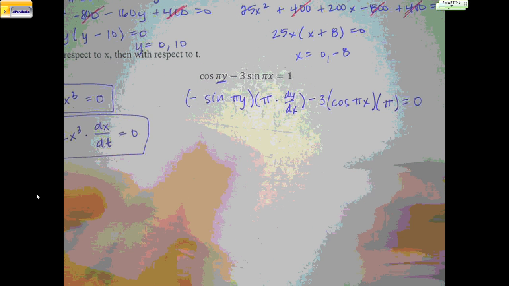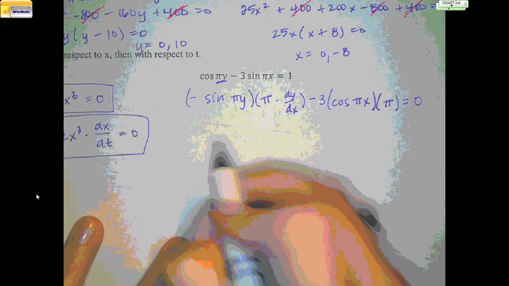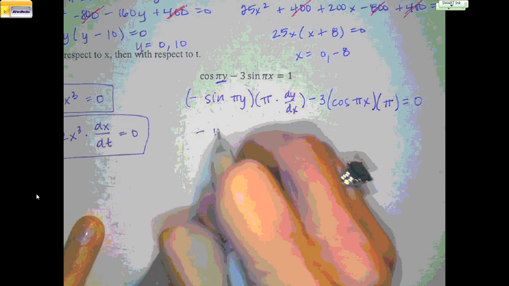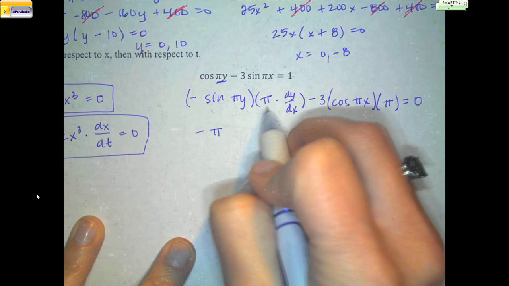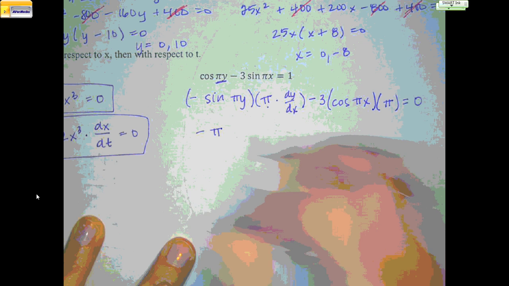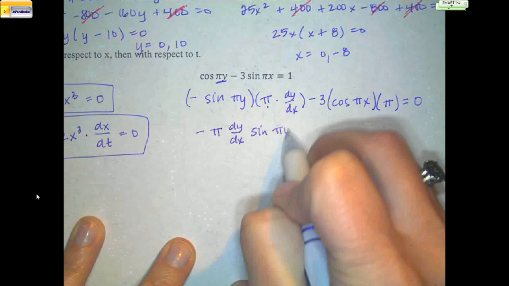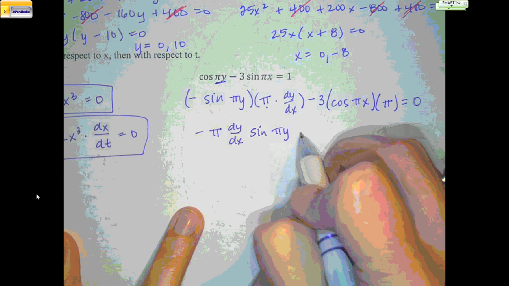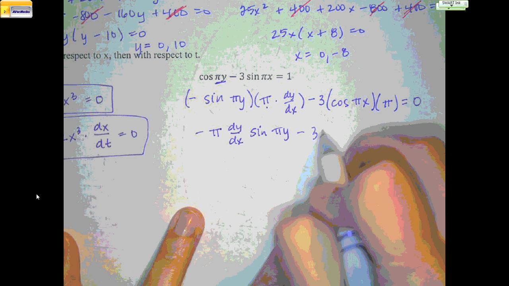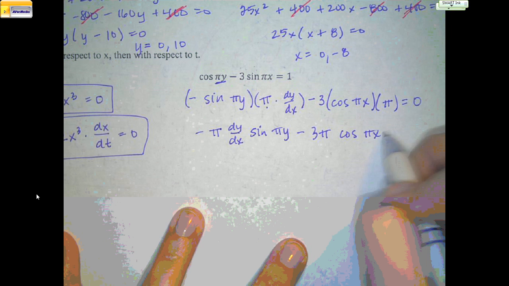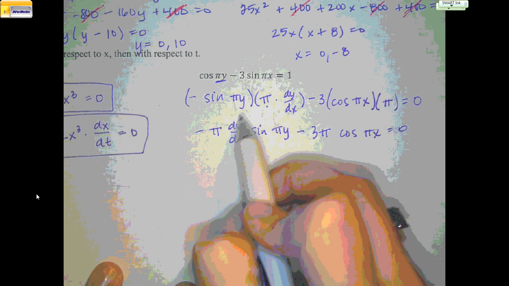0. You might want to rewrite this a little bit, kind of clean it up, so that it says negative pi, dy dx, times sine of pi y, minus 3 pi cosine of pi x equals 0. That's a little bit neater.